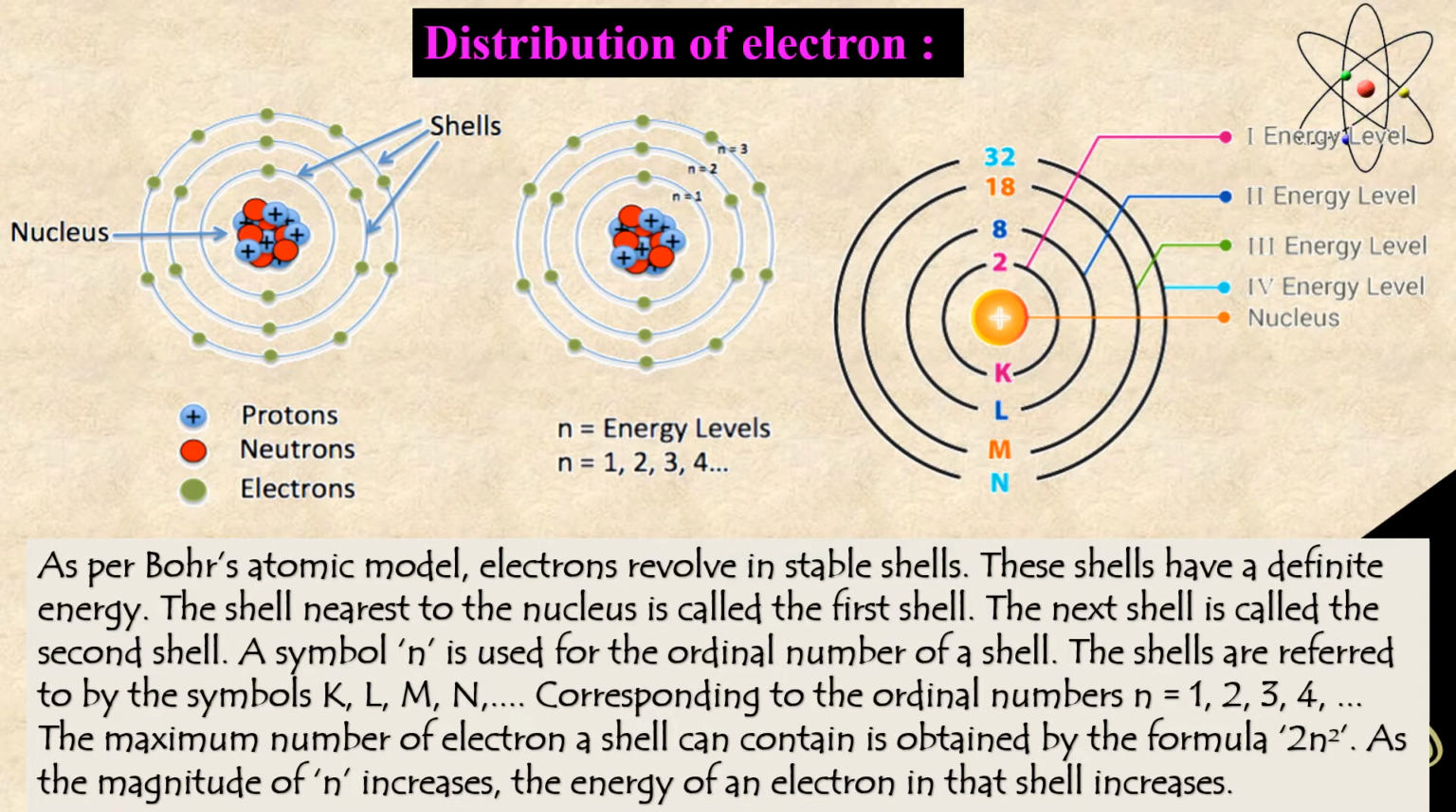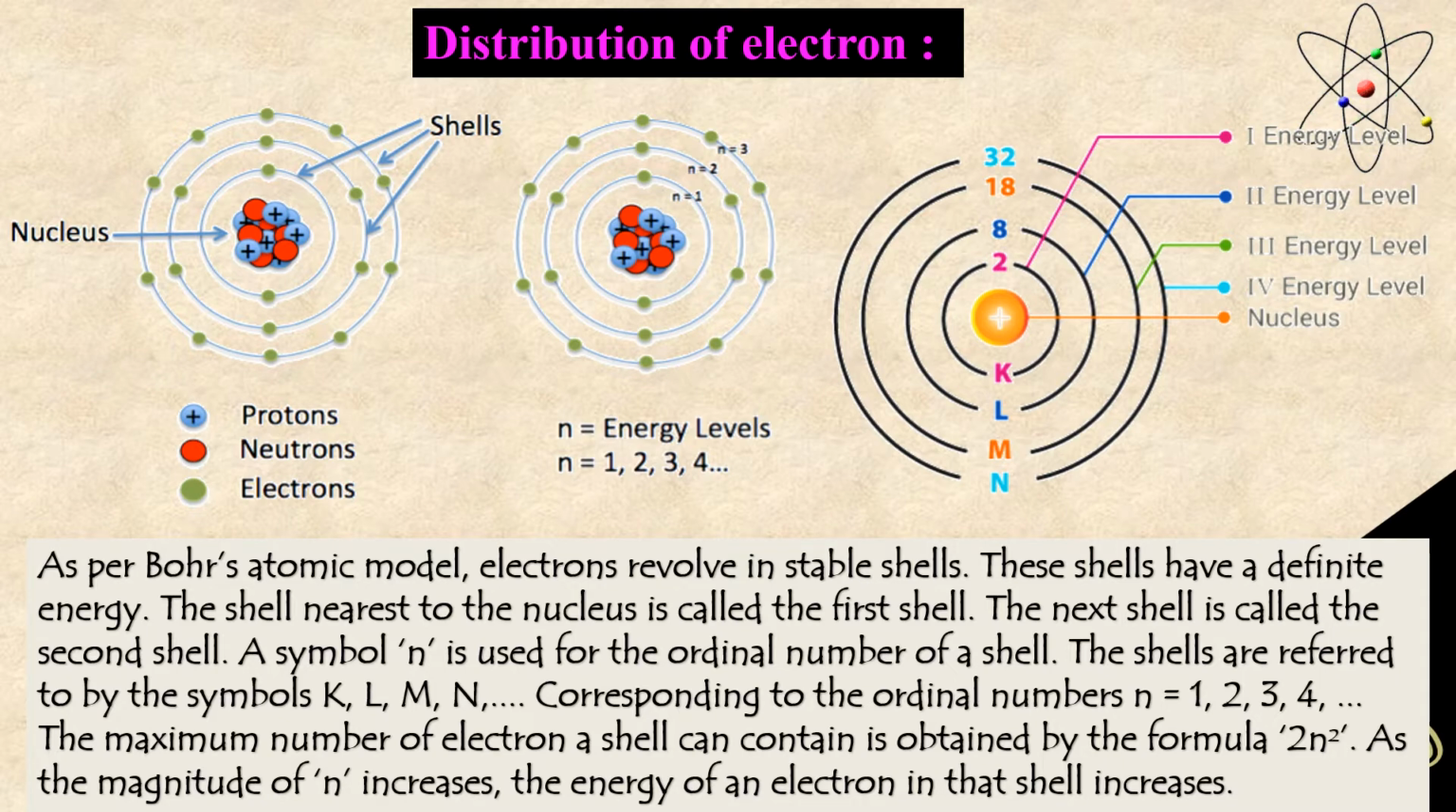The shells are referred to by the symbol capital K, L, M and N corresponding to the ordinal number, that is n is equal to 1, 2, 3, 4. So n1 is K, n2 is L, n3 is M and 4 is N and so on. The maximum number of electrons a shell can contain is obtained by the formula 2n square. Okay? So this formula is important and note down this if you wish to.